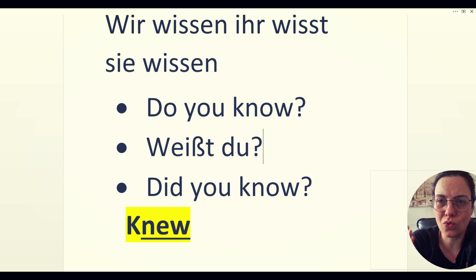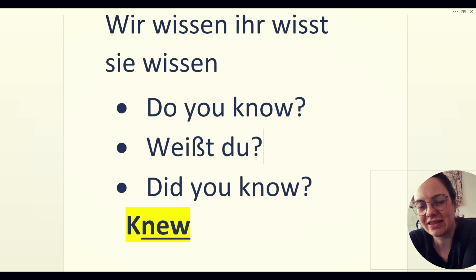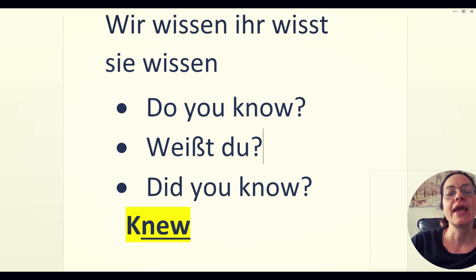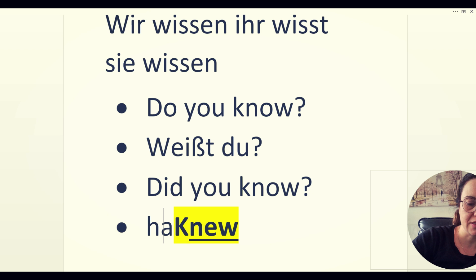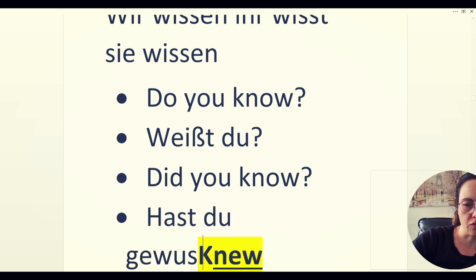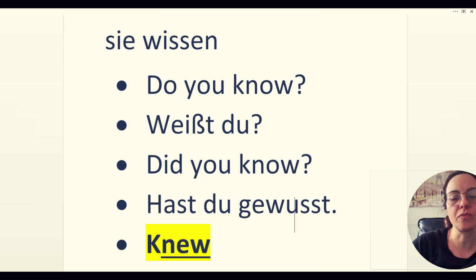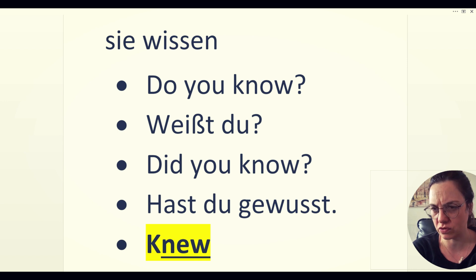We have to continue. Weißt du etwas? Okay. And "did you know" in past tense is "hast du gewusst". So the past participle form of wissen is gewusst. Arbeiten, gearbeitet. Bezahlen, bezahlt. Verstehen, verstanden. Irregulars. Wissen, gewusst. Okay.